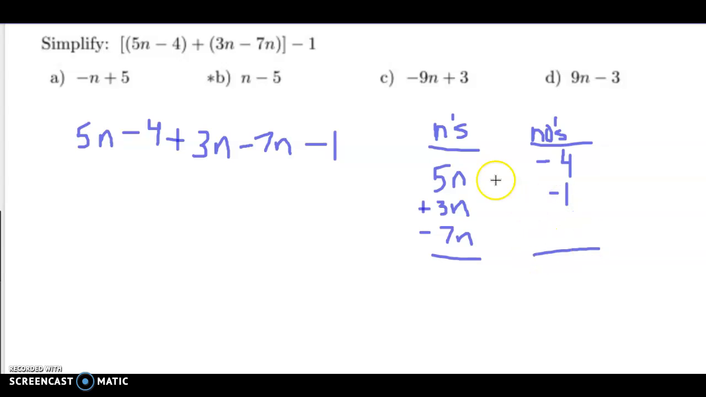So now I'm going to go ahead and combine both. Well, 5n plus 3n is 8n. 8n minus 7n is 1n. If I have 4 negatives here and 1 more negative, I have a total of 5 negatives.